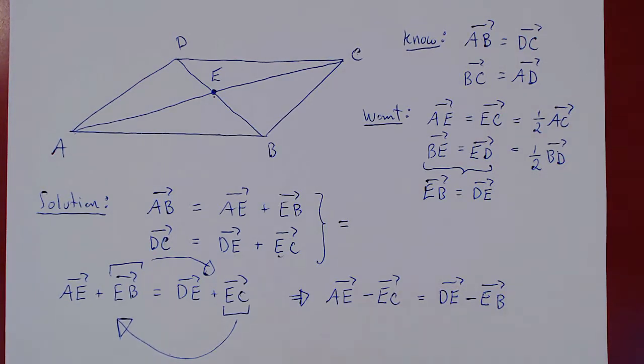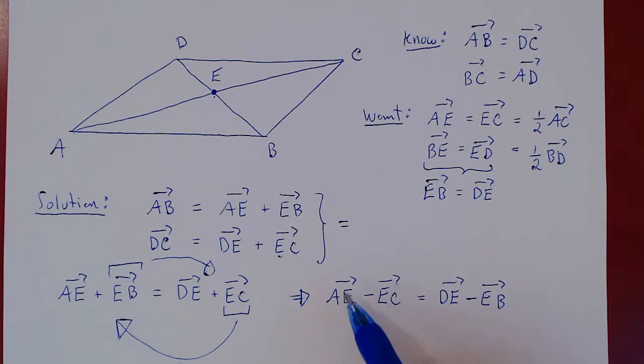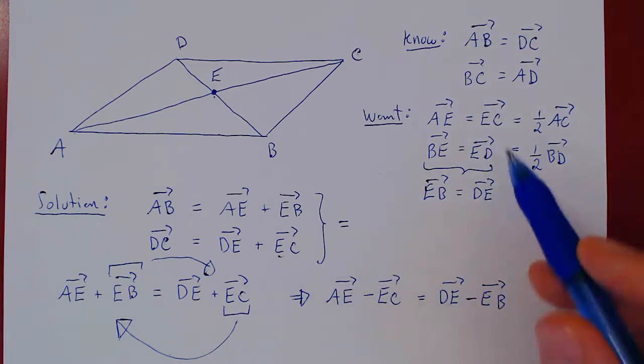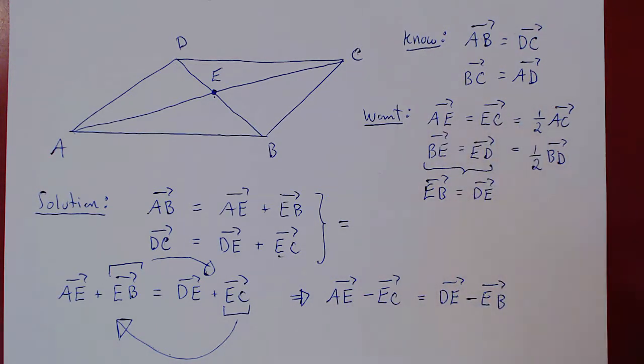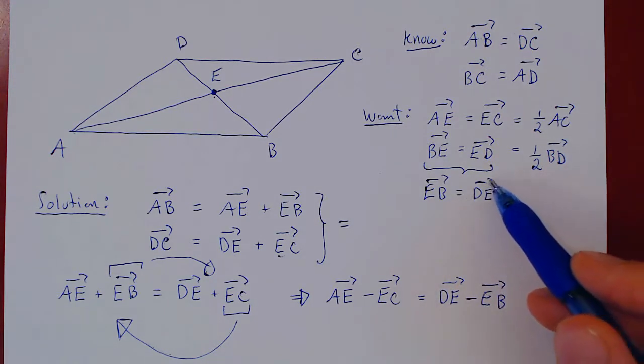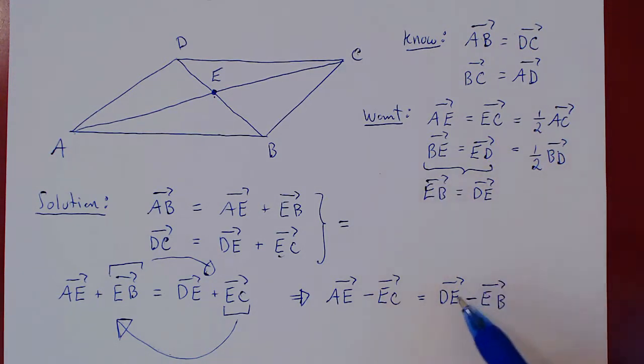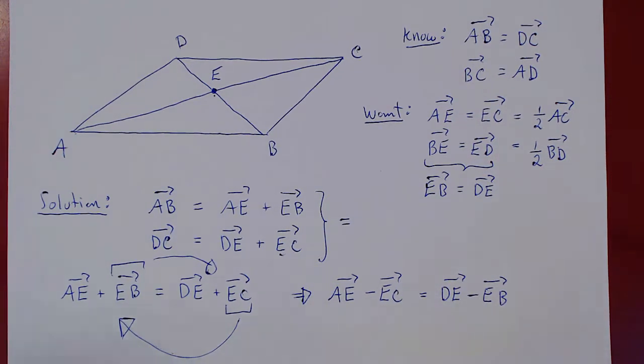And now the question is, well, where do we go from there? We've combined on the left-hand side the vector AE minus EC, and both of these go together. And we've combined on the right-hand side vector DE with vector EB, which also go together. The question is, where do we go from there?